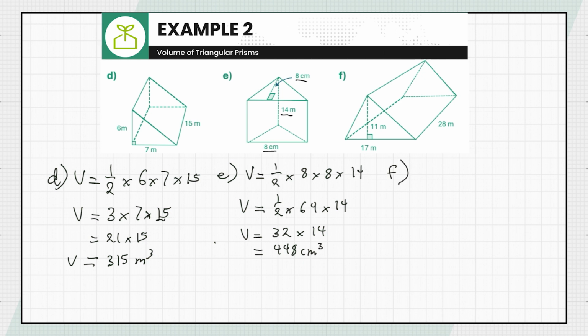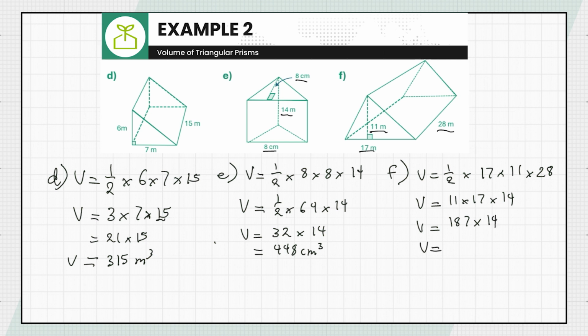Alright, let's do F. For F, the volume is going to be 1 over 2 multiplied by our base, which is 17, multiplied by the height of the triangle, which is 11, multiplied by the length of the prism, which is 28. What's an easy way to simplify this? 11 times 17 times 14, and that means our volume is equal to 187 multiplied by 14, which is 2,618 meters cubed.